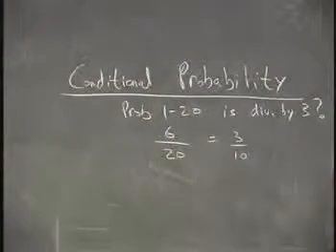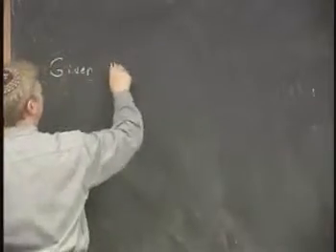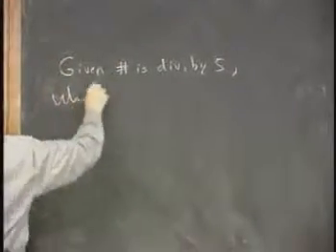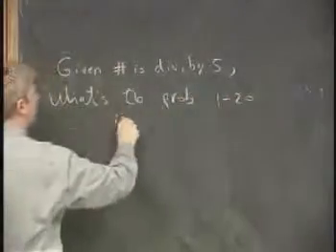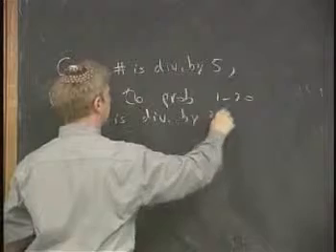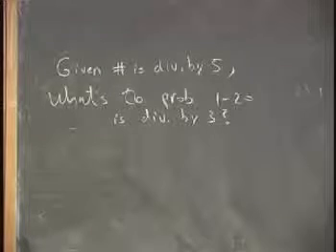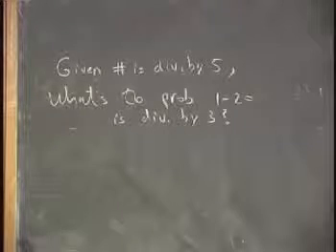Now let's switch it a little bit. Given, not that the other one's a girl or that one's a boy, but given that a number is divisible by 5, what's the probability? Same question. That a number 1 to 20 is divisible by 3. You're given that a number is divisible by 5. I'm granting you that fact. The number is definitely divisible by 5. What's the chance that a number picked between 1 and 20 is going to be divisible by 3, assuming that it's divisible by 5?